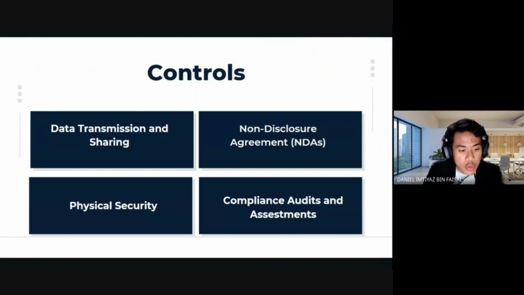Next one is compliance audits and assessment. Conduct regular audits to assess compliance with the confidentiality policy and identify any gaps or vulnerabilities. Next is third-party assessment. Engage external auditors or security experts to perform independent assessment of the organization's confidentiality controls. Okay, next is people.